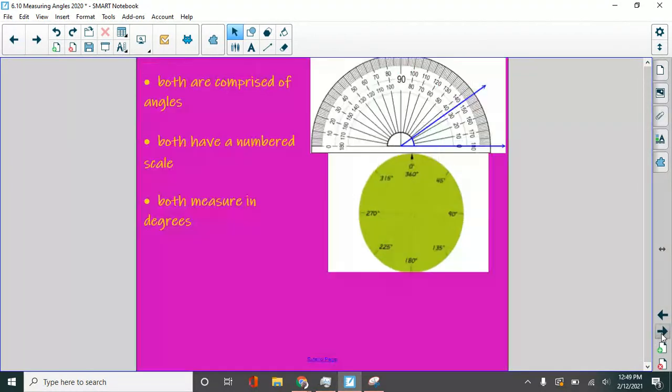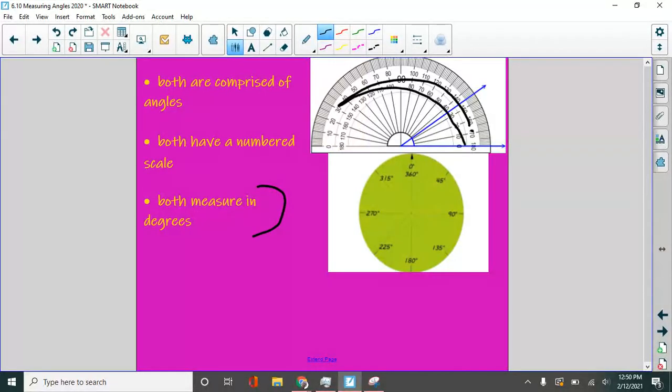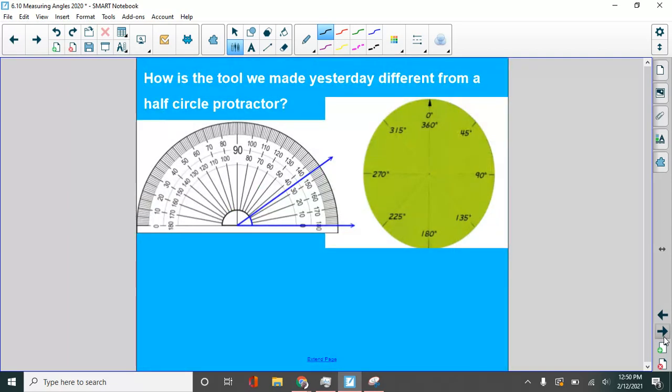All right. Now, things that I notice is that both of them have angles labeled, right? They have degrees, which is down here, right there, right? So you can see all the measurements of degrees. This time they're up here, whereas on ours, they went all the way around the circle. Okay, so they're a little bit different. They both have a numbered scale, right? We use them as a tool to measure angles. How are these two things different? A little comparing and contrasting here.